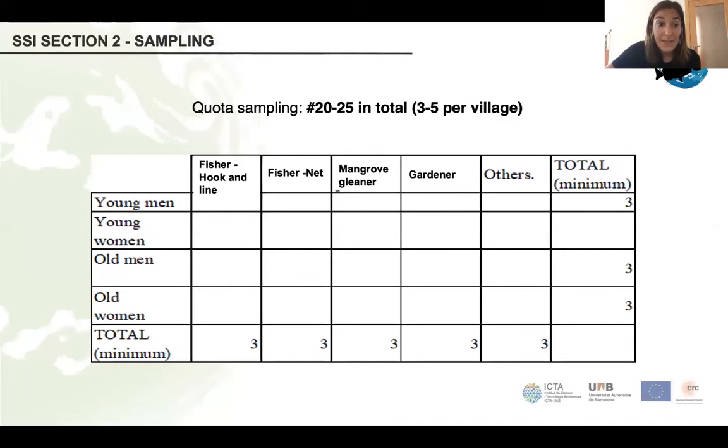So for the second section of the semi-structured interviews, we will do the same quota sampling as in LICCI, but in this case, we will up the number a little bit. Ideally, you will have 20 to 25, if possible more. In the LICCI, we had these farmers, pastoralists, and fishers, but probably in fisheries it is more like this. You will find fishers who specialize in hook and line, fishers who specialize in net, for example, and mangrove gleaners and gardeners. And then you would have to do your quota sampling using these categories. So it all depends on the background work that you did.